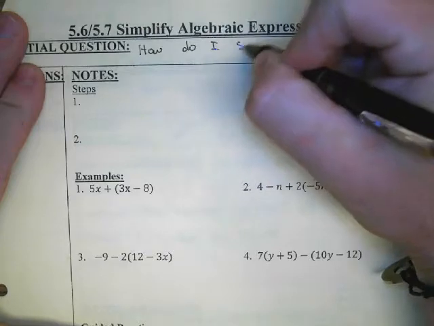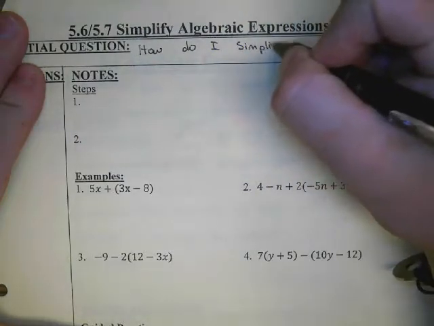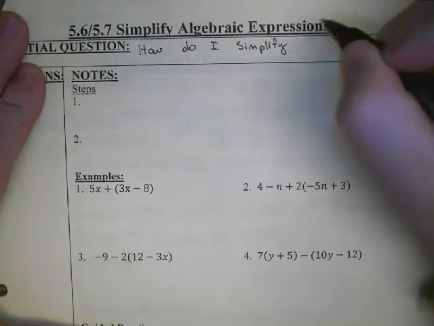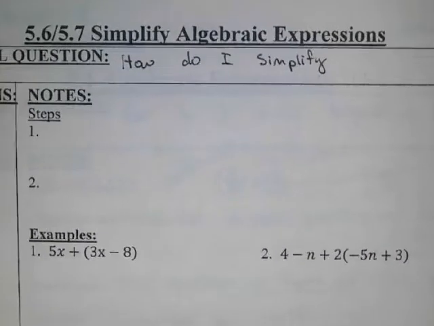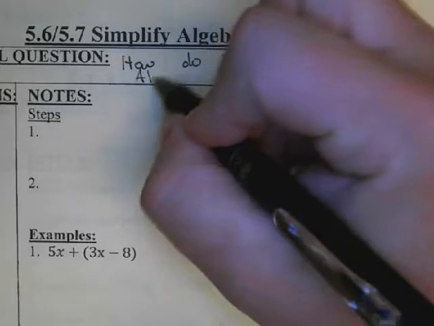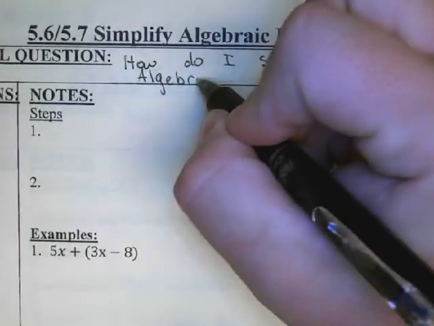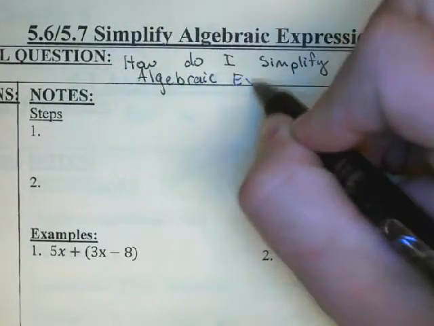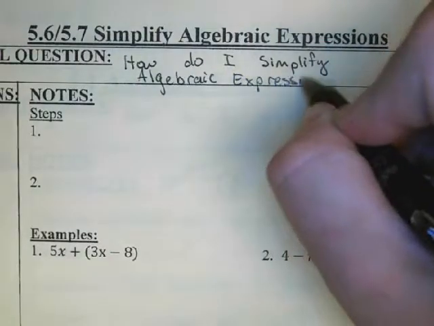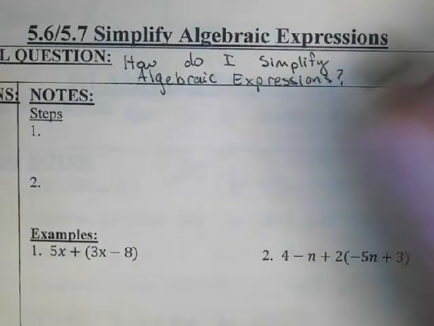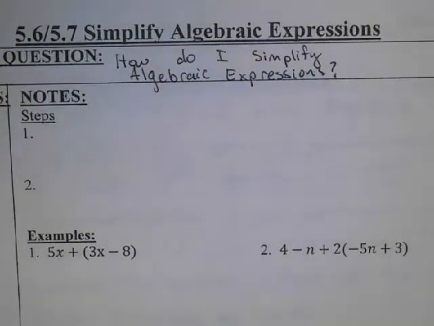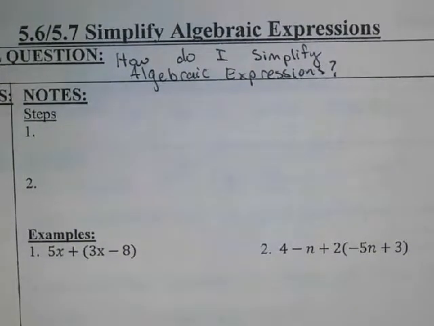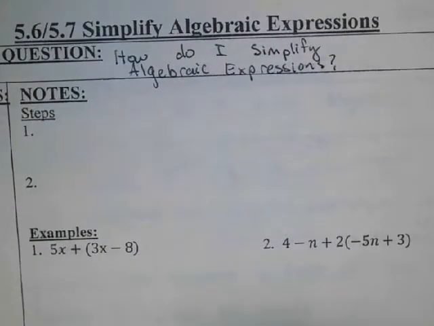how do I simplify algebraic expressions? So first I want to look at our steps. I'm going to add two more steps to this so it's very clear what we want to do.